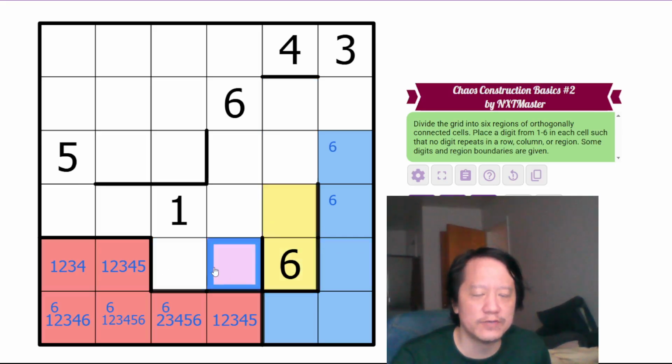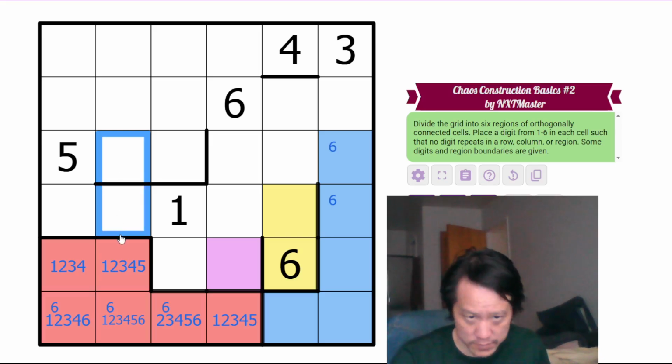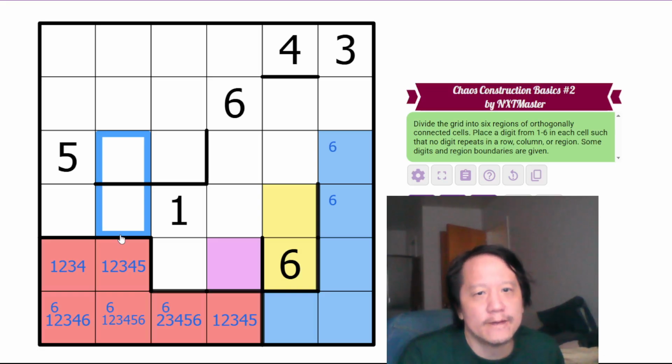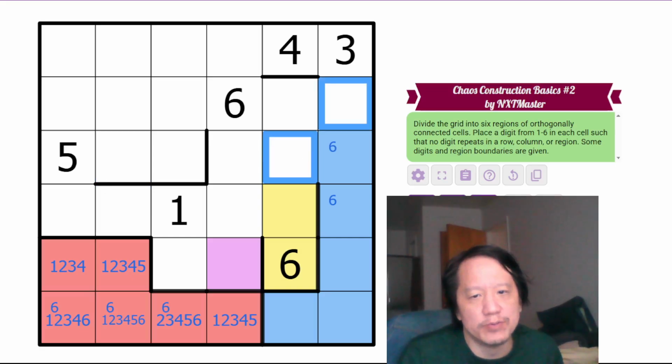What else do we have? This is a different color. We don't know about these. These are different regions. So one of these 2 could be blue.